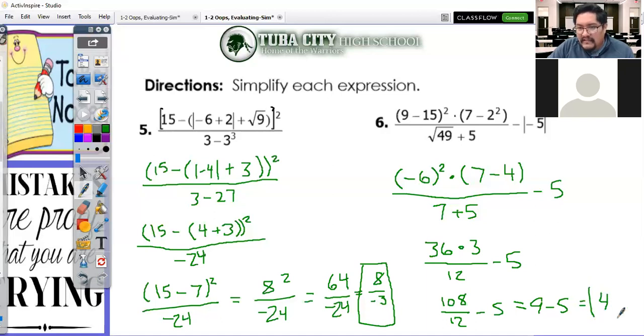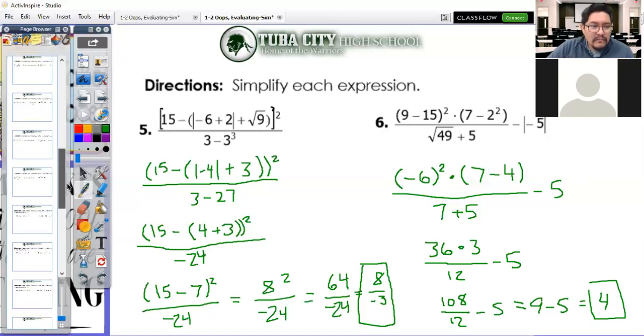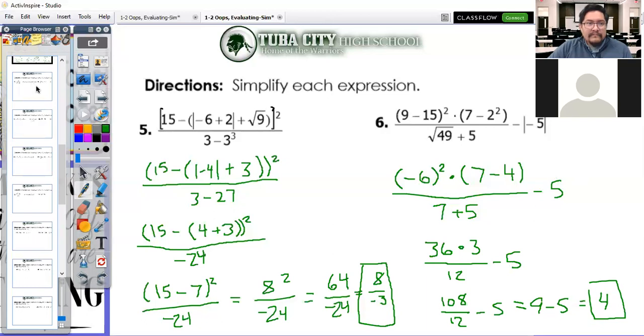So the final answer on this one is 4. And again, that's the simplest form that we can put our answer in. So let's go ahead and box that up. And that is going to be it for that. Okay, so there we go.